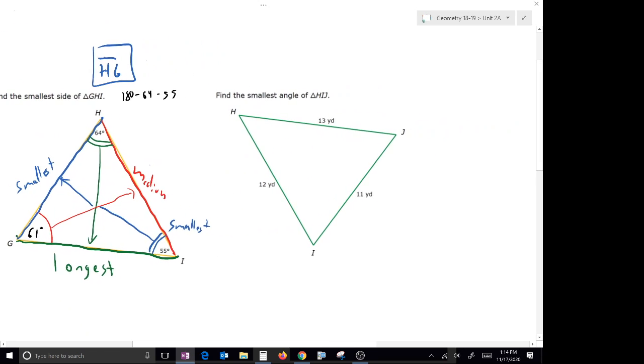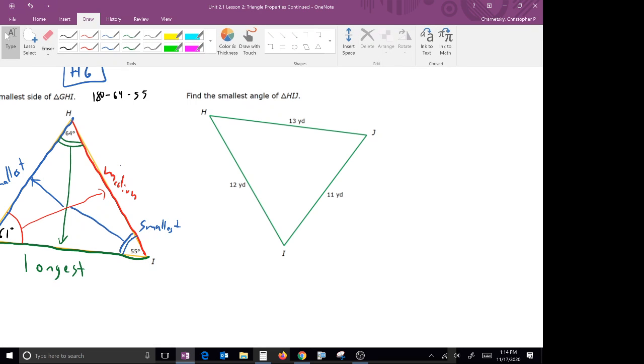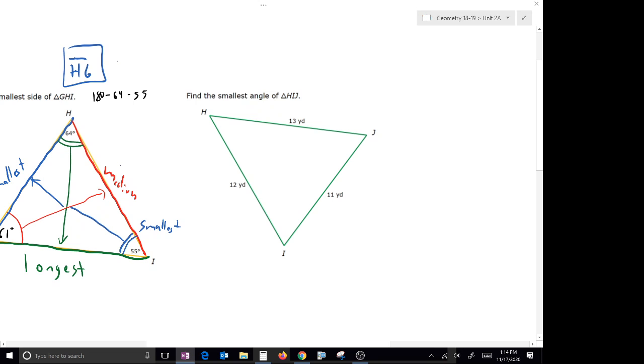What if they want us to do the reverse? They want us to find the smallest angle instead of the smallest side. Well, essentially we do the backwards. So we're going to look for the smallest side. So I've got 12, 13, and 11. So this is the smallest side. And across from that is my smallest angle. So angle H would be my answer.